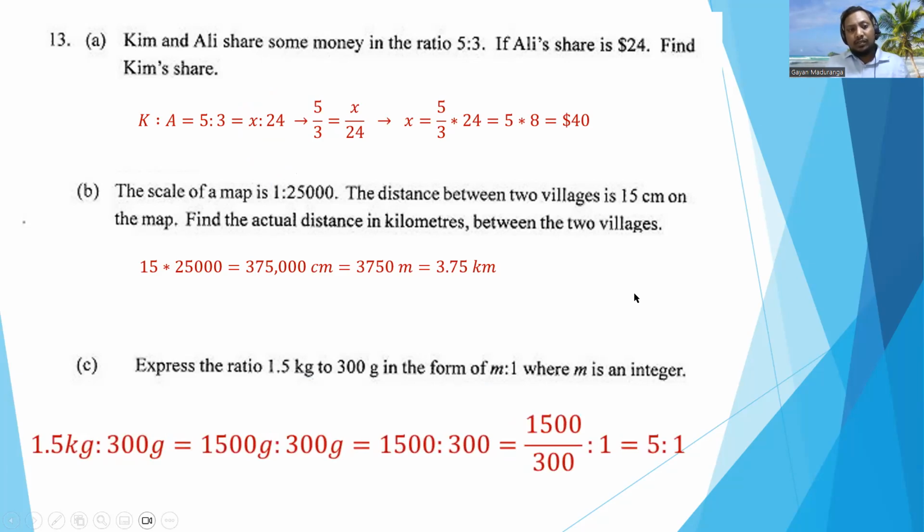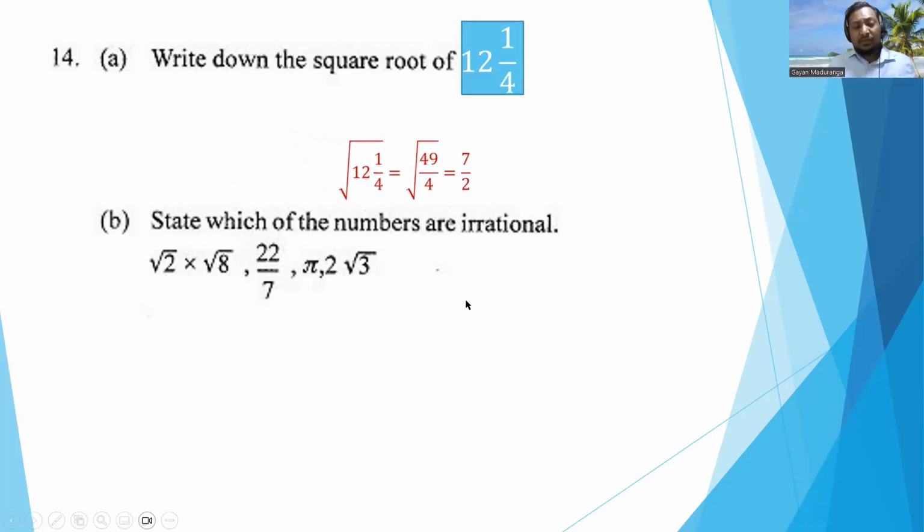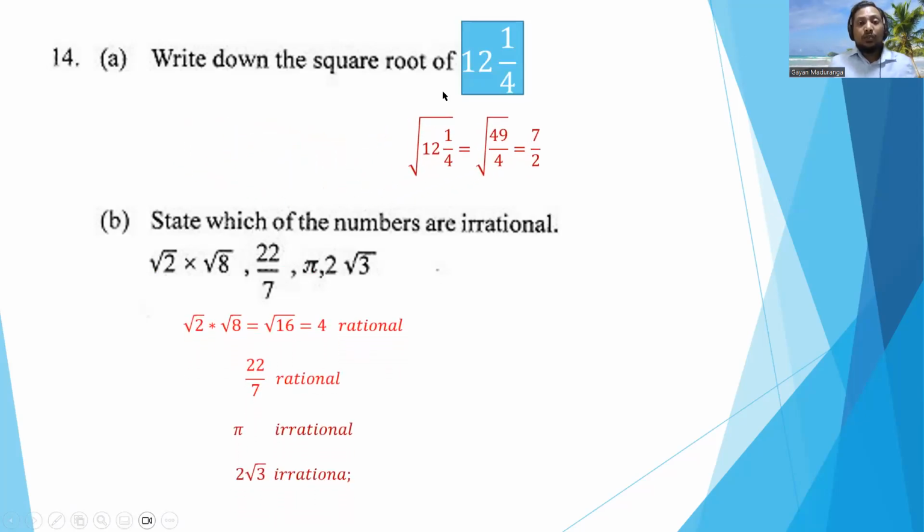How is this, children? Don't you think they are easy? Write down the square root of 12 1/4. So it's a mixed number. You can't do it straight away. Convert that into an improper fraction. 12 times 4, 48 plus 1, 49 over 4. Now you see 49 and 4 both have proper square roots, which are 7 and 2. That's 7 over 2.